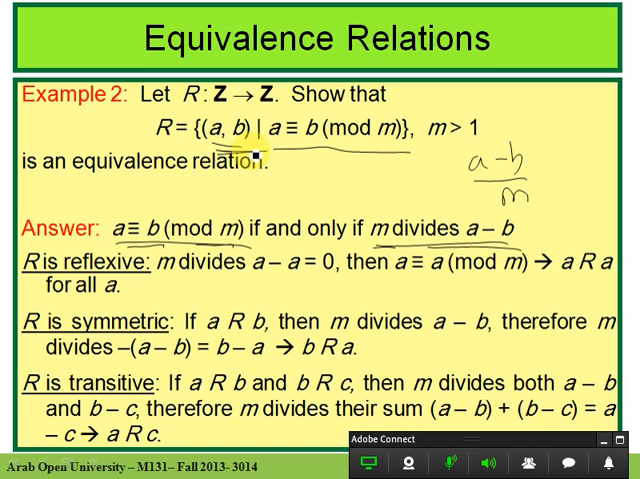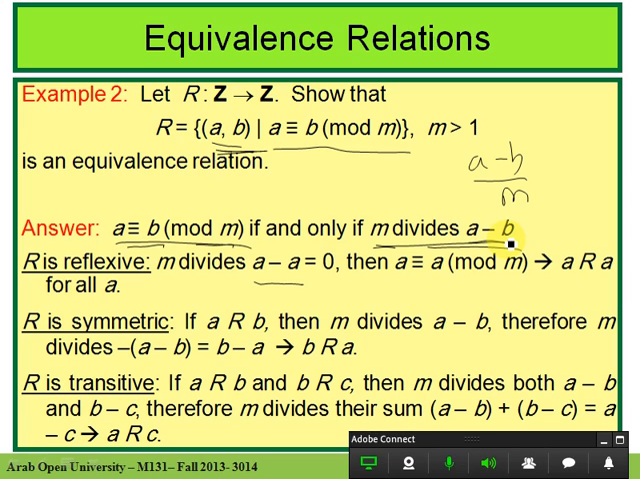It is always with a single number. It's a looping. We take a. So m divides a minus a. a minus a is always 0. 0 divided by m satisfies. It will divide 0. So it satisfies.